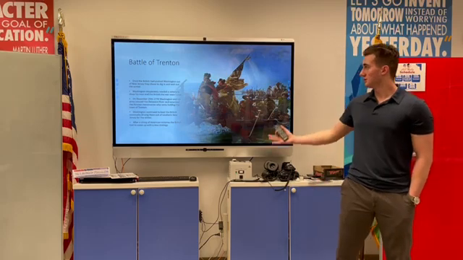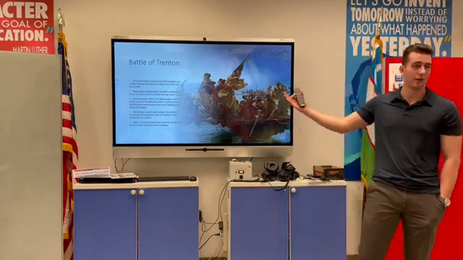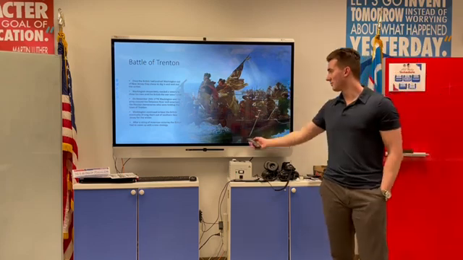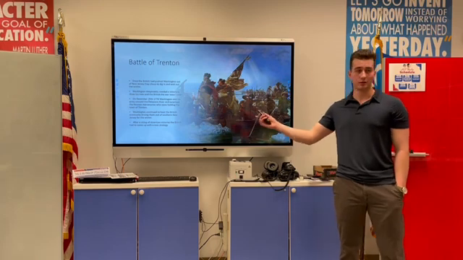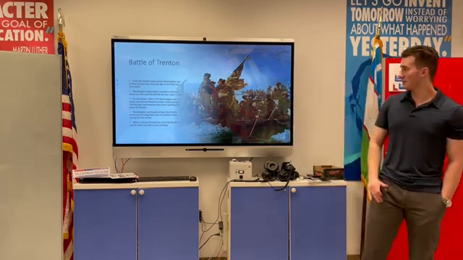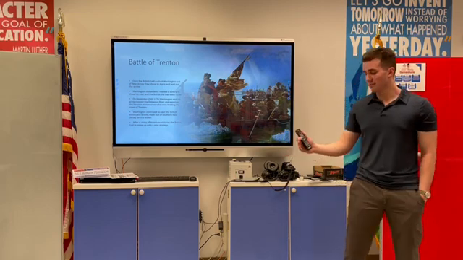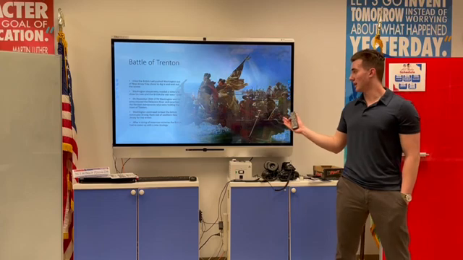So, George Washington, knowing this, he knows he needs to win. The Americans need to win a victory. So, on December 25th, George Washington crosses the Delaware River. This is a famous picture. Crosses the Delaware River, and he ambushes, surprise attacks, a group of Hessian mercenaries at Trenton.